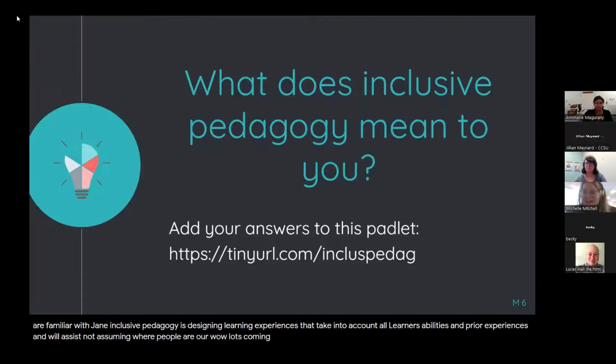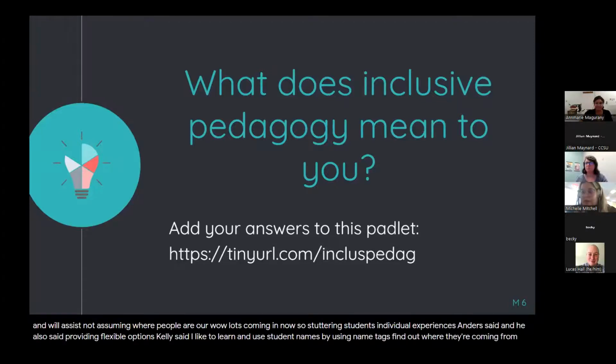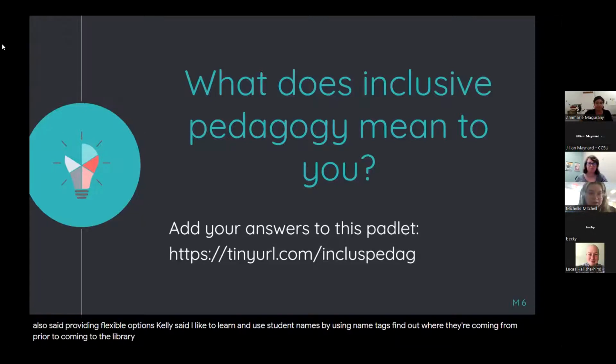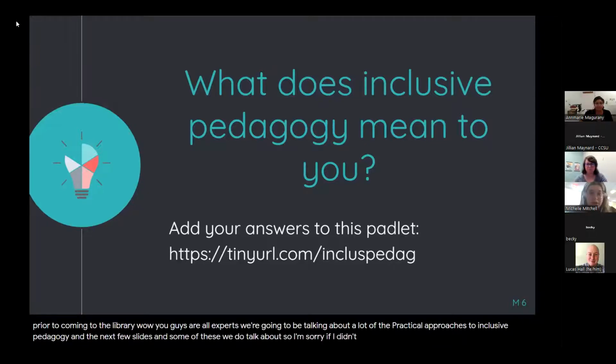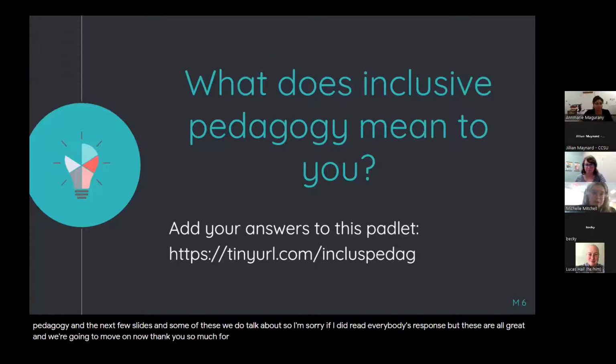Wow, lots coming in now. So centering students' individual experiences. Annie also said, providing flexible options. Kelly said, I like to learn and use student names by using name tags. Find out where they're coming from prior to coming to the library. Wow, you guys are all experts. We're going to be talking about a lot of these practical approaches to inclusive pedagogy in the next few slides. And some of these we do talk about. So I'm sorry if I didn't read everybody's response, but these are all great. And we're going to move on now. Thank you so much for participating.